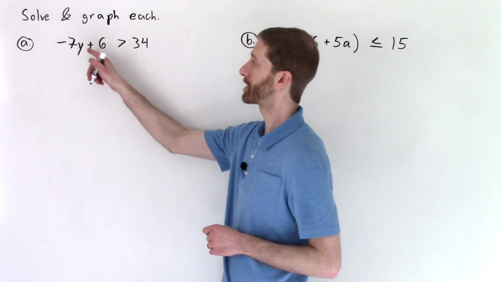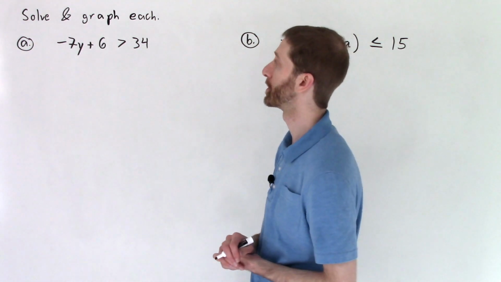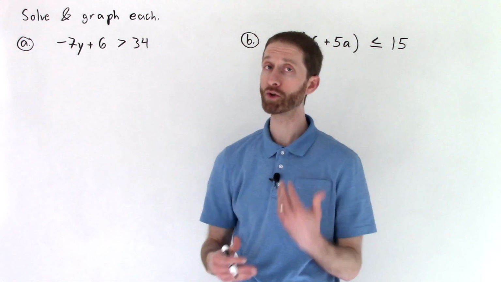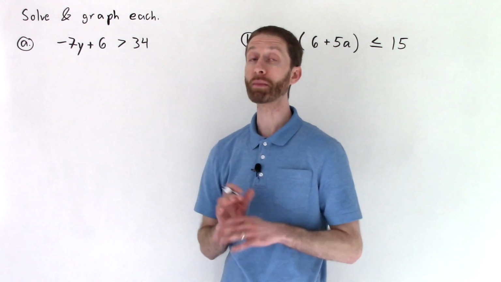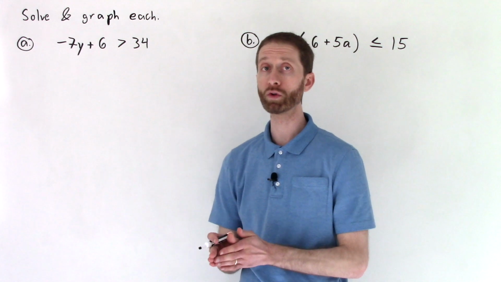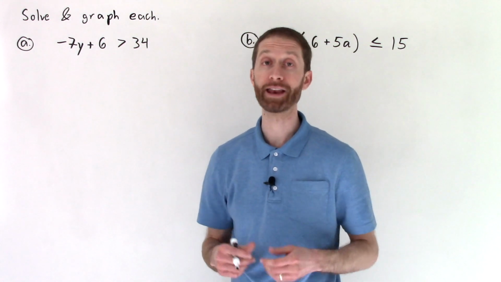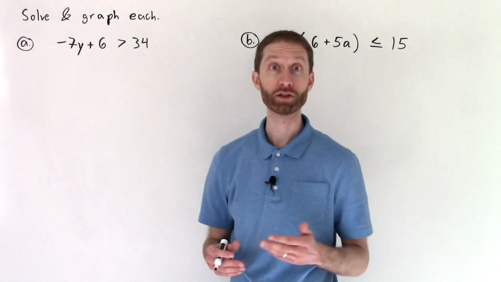So we're told negative 7y plus 6 is greater than 34. So how do we deal with that? Well, we are going to solve this like any normal two-step equation, undoing the order of operations, but being mindful of the fact that we might need to switch inequality signs using the rule that if you multiply or divide both sides of an inequality by a negative number, then we've got to switch the signs.